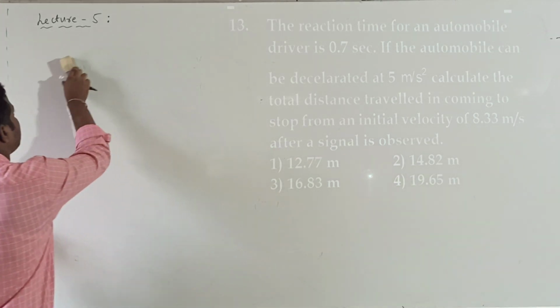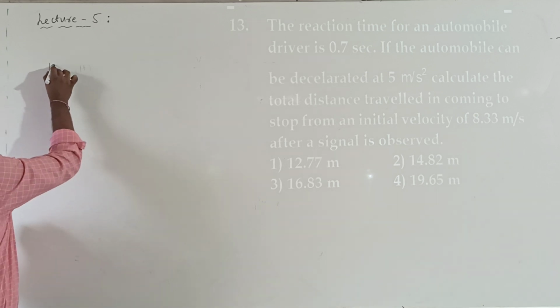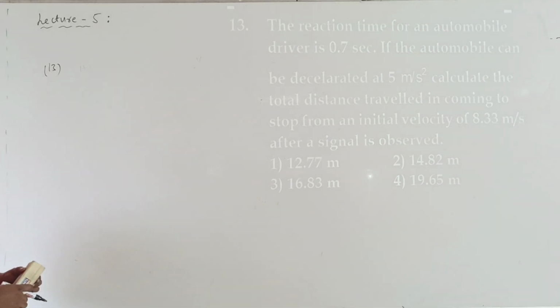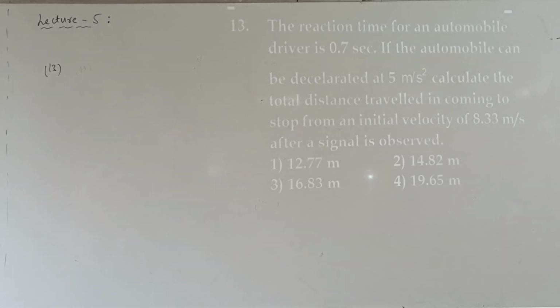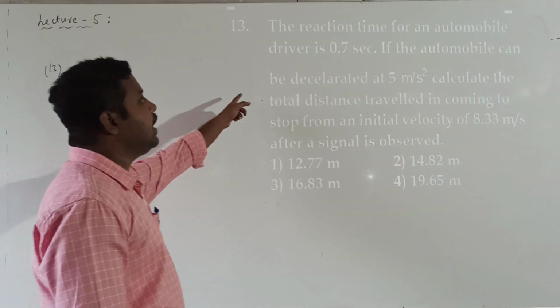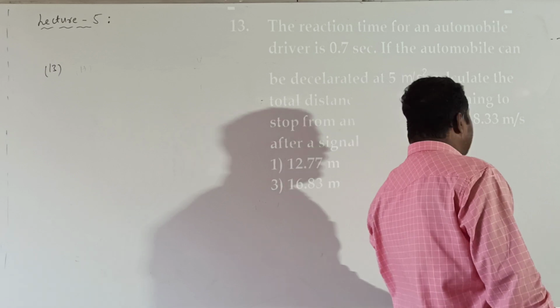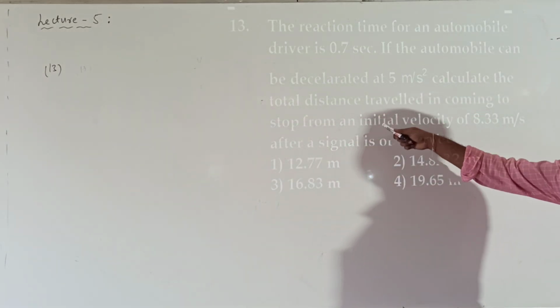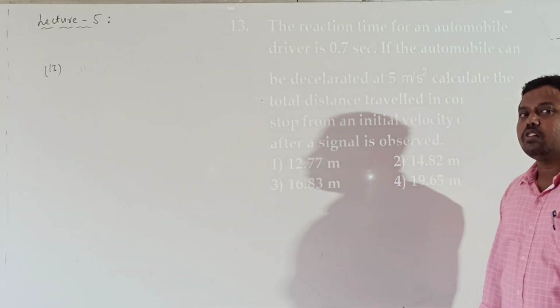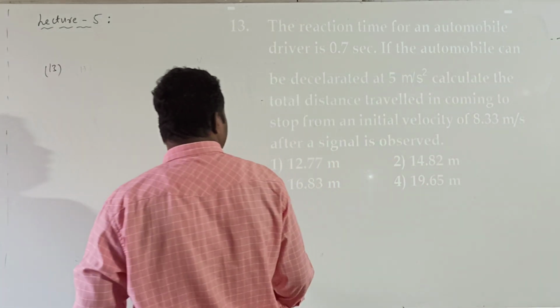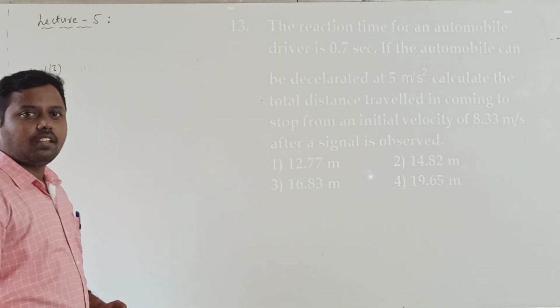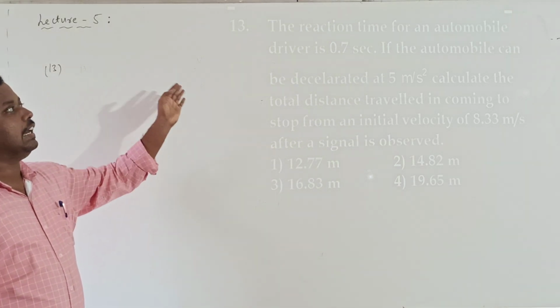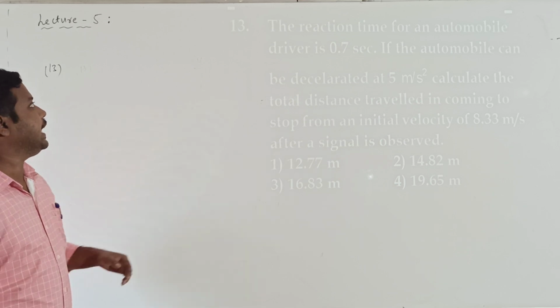That is question number 13. What is the question? They have given the reaction time for the automobile driver. The reaction time of the driver of an automobile is 0.7 seconds. If the automobile is decelerated at 5 meters per second square, calculate the total distance travelled in coming to a stop from the initial velocity, 8.33 seconds after the signal is observed.